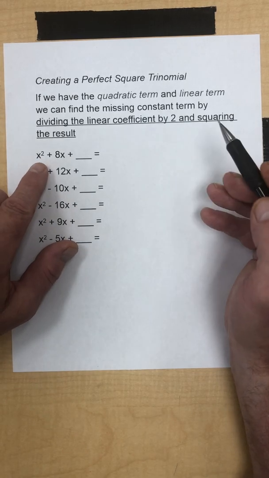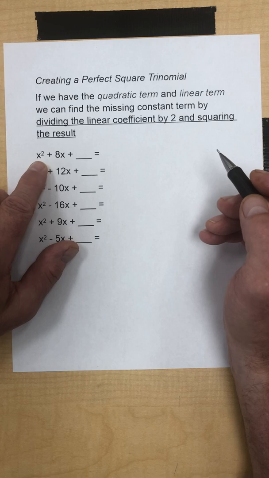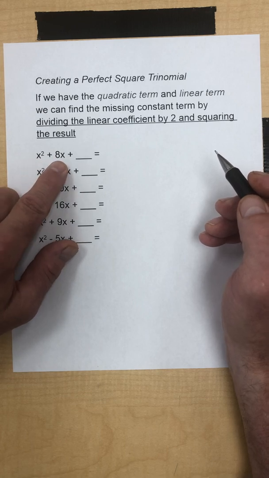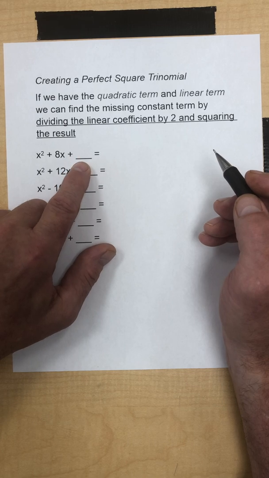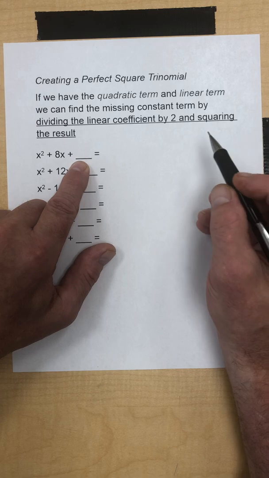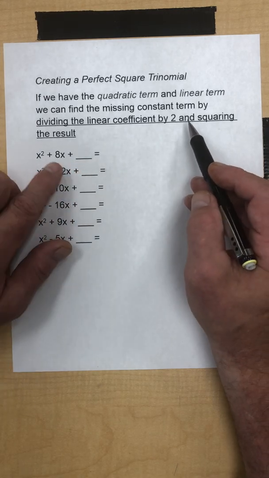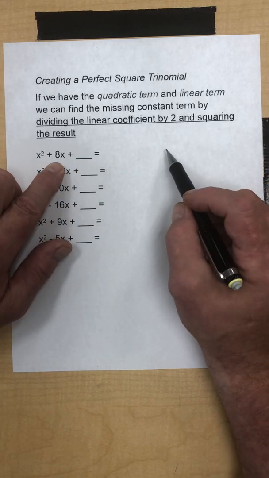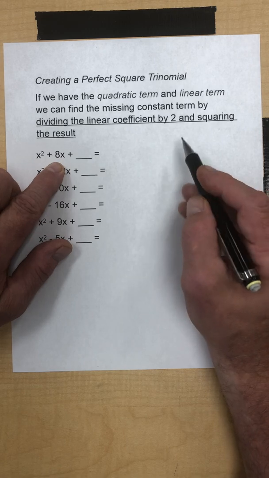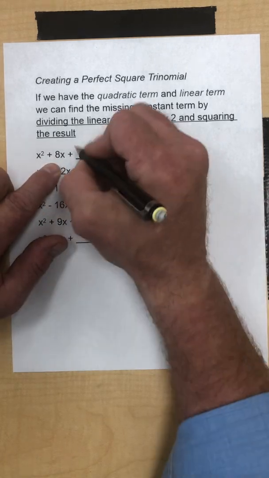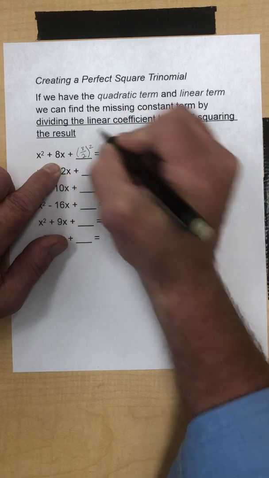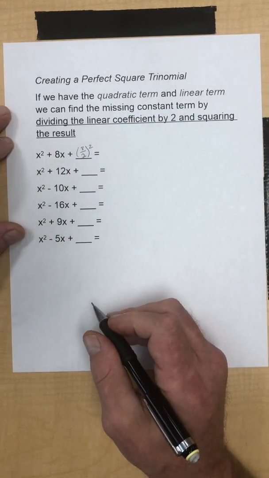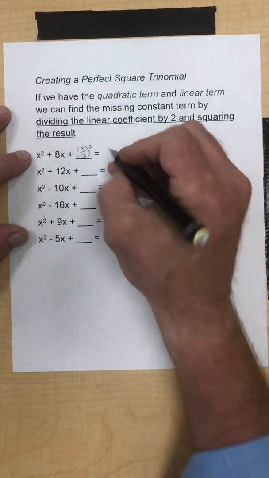Okay, so if I'm given the quadratic term and the linear term, and I want to find, well, what does that constant term need to be to form a perfect square trinomial? Okay, we always take the linear coefficient, we divide by 2, and then we square that. Okay, so I would take the 8, I would divide by 2, and then I'd square that. And this forms a perfect square trinomial.